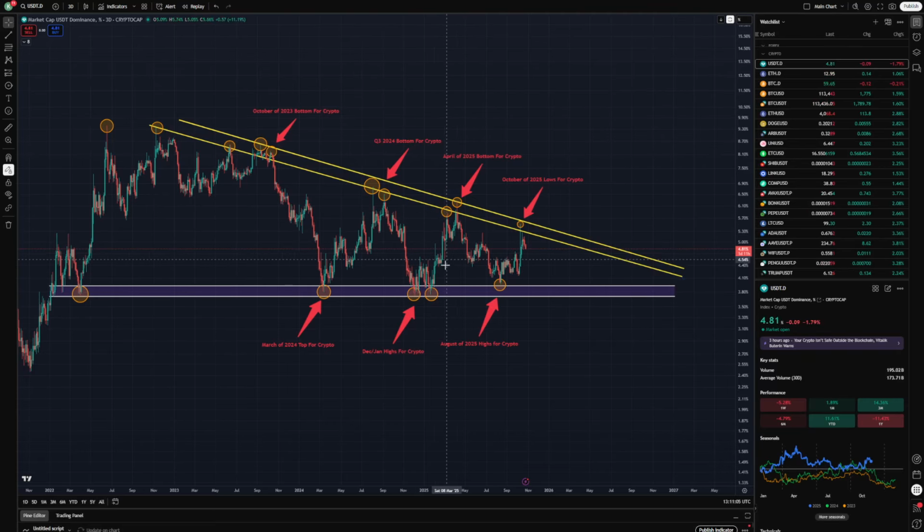In April, we came back up to the macro descending triangle. Guess what? That was the bottom for crypto, right? Once again. And guess what? In April, if you remember, because most of you were here, the world was over. We were going down forever.